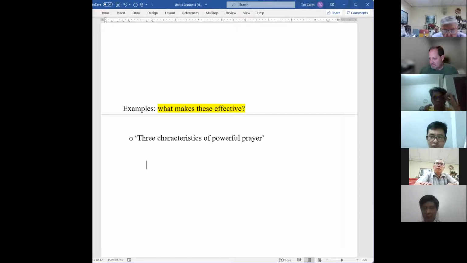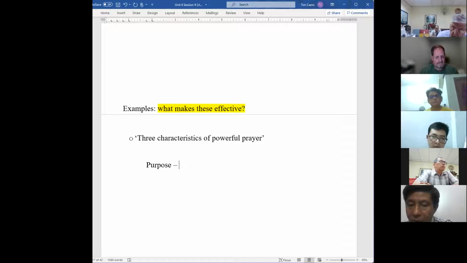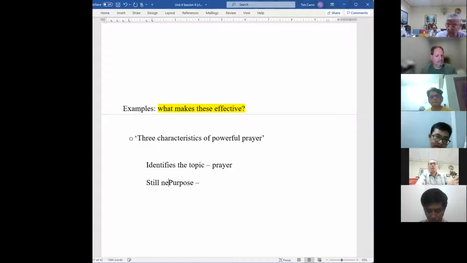It lacks purpose. Okay, can you expand on that? Yeah, the title, 3 characteristics of powerful prayer, sounds like a description of prayer, and it describes the three characteristics, but we have to answer the question, so what?